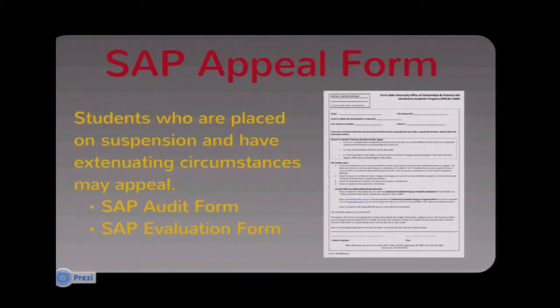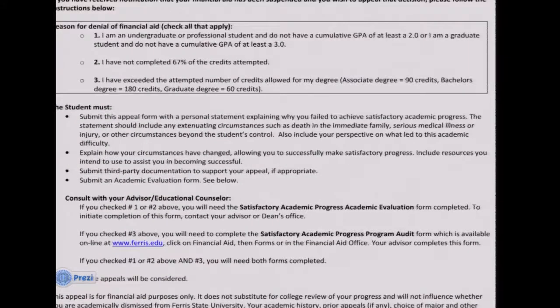They can appeal if they have extenuating circumstances. And then we'll go into the different forms that advisors will fill out for their students. But this is the appeal form, and this is found right on MyFSU under the Academics and Services tab, and then under Forms, Financial Aid Forms. If you click on that, you'll be able to pull this form up.